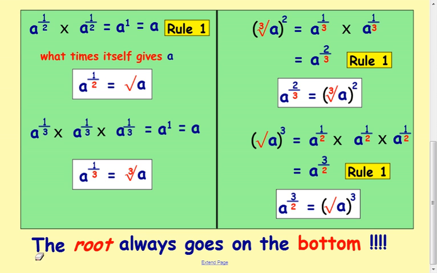Okay, so an easy way to remember it is the root always goes in the bottom. That's the way I remember it. So the root here, here, it always goes in the bottom. The square roots are 2, so it goes in the bottom. Cube root, 3 in the bottom. Then the power will have to go in the top.